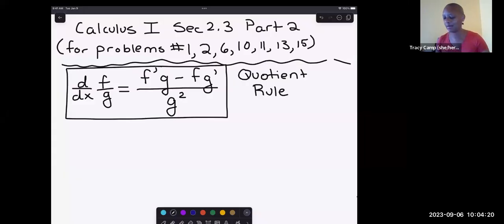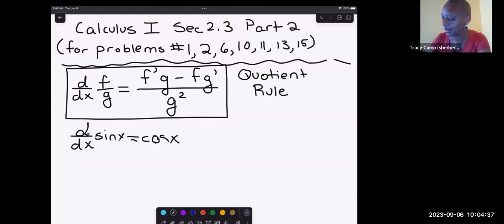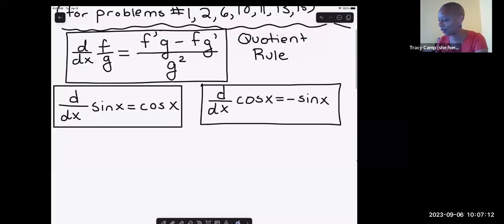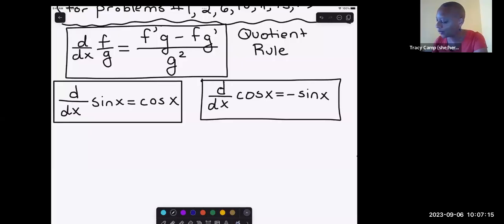We're also going to practice using the derivatives of the first 2 trig functions. The derivative of sine of x is cosine of x, and the derivative of cosine of x is negative sine of x. We're just going to practice using these 3 rules by doing this example.